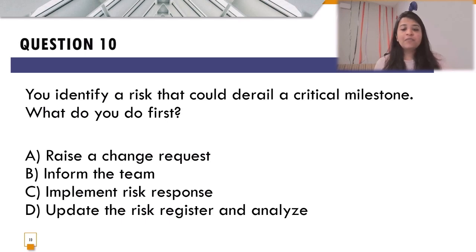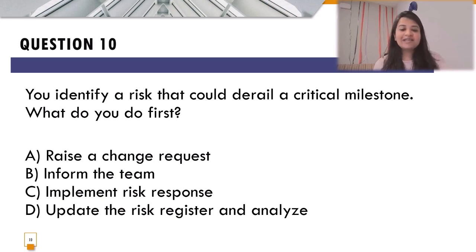Option A says raise a change request. Raising a change request would definitely be feasible, but you need to first analyze the impact that this particular risk may have, so it's not the right option here. Second is to inform the team. Informing the team is simply like making them aware, hey, a cyclone is coming, but what would be the impact? So that's not the right option here.